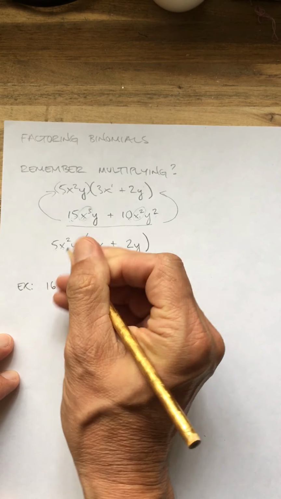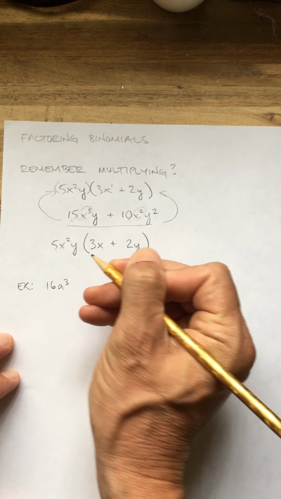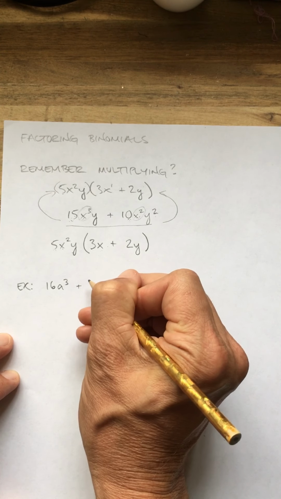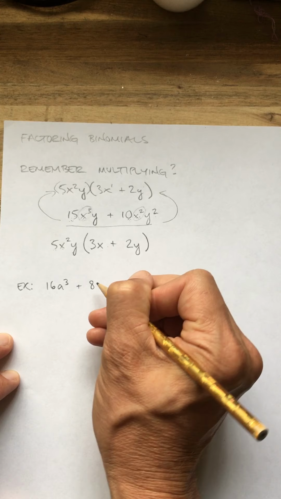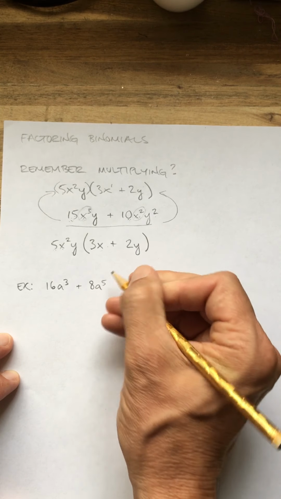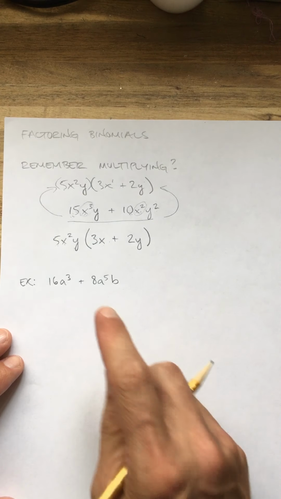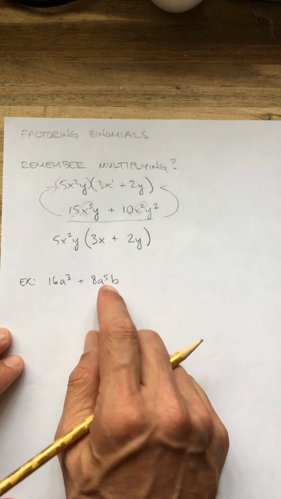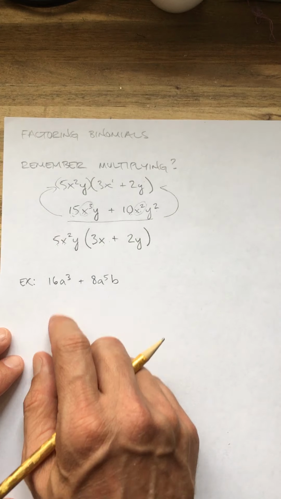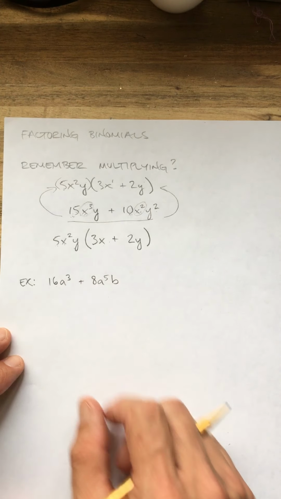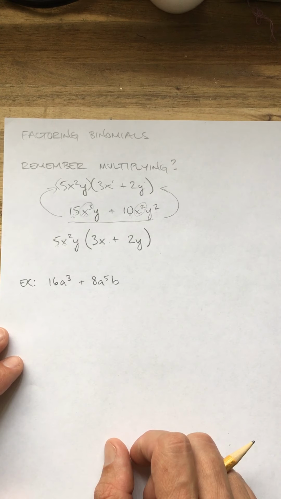16a cubed plus 8a to the 5th b. All right, so ask yourself, what do these have in common that I can divide out? So let's look at the numbers first. There's a 16 and there's an 8. What's the biggest number that they have in common?